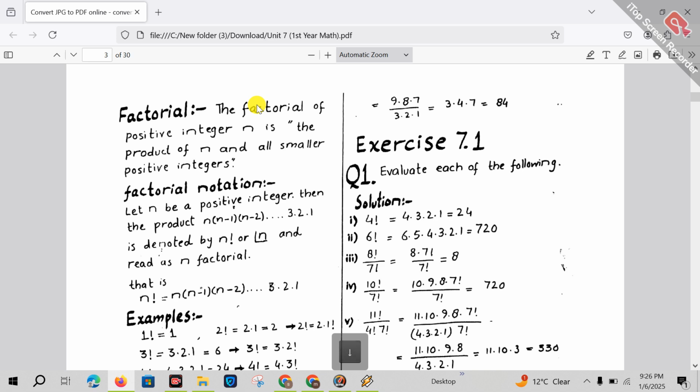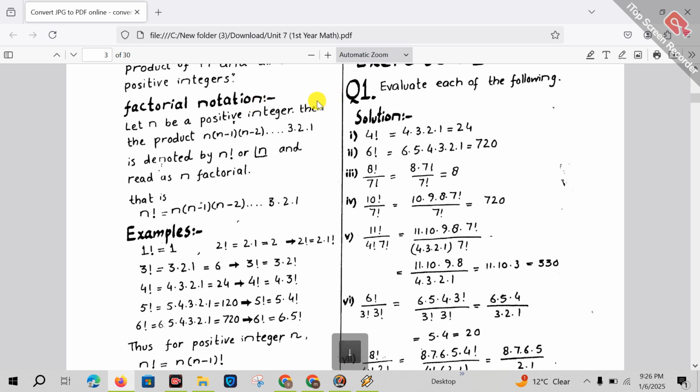There is Exercise 7.1 which is about factorial. Question number 1 is very simple. Here we are asked to find the values of these factorial terms. So question number 1 is 4 factorial. 4 factorial is easy to evaluate because it is equal to 4 times 3 times 2 times 1. So 4 multiplied by 3 multiplied by 2 is equal to 24, because 4 threes are 12 and 12 twos are 24. This is a very simple question.